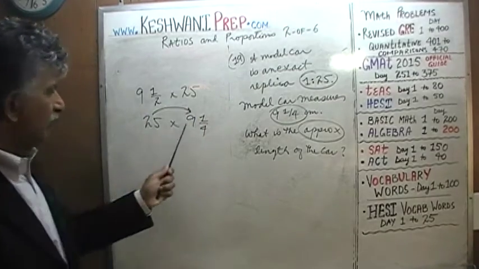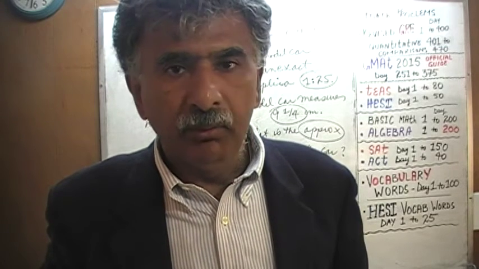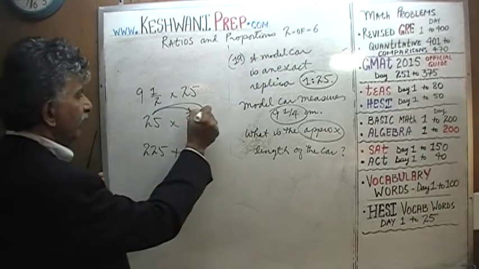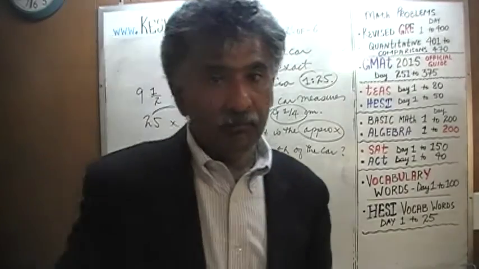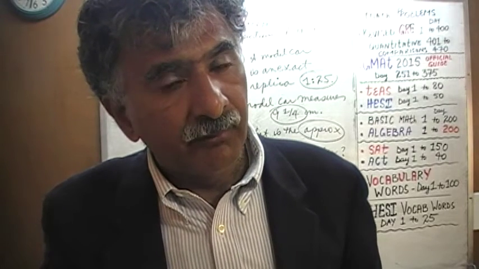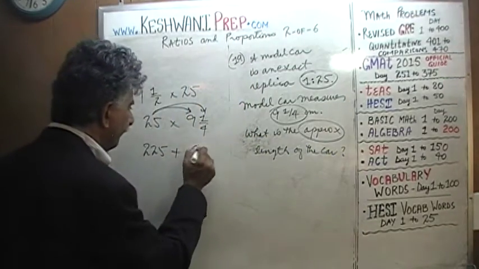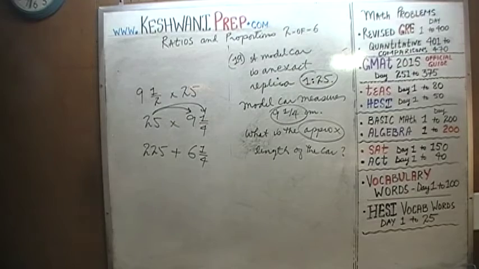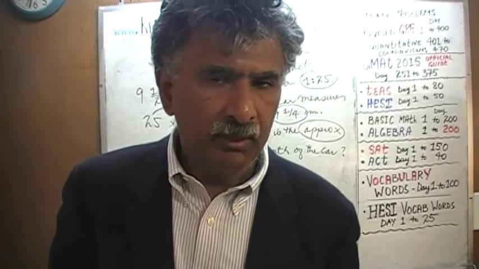25 times 9, how much is 25 times 9? Well, I know 25 times 10 is 250, that I do know. If 25 times 10 happens to be 250, then it stands to reason that 25 times 9 would have to be 225. Plus 25 times 1/4. How much is 1/4 of 25? Well, that's very simple. You know 1/2 of 25 is 12 1/2. If 1/2 of 25 is 12 1/2, 1/4 would have to be 6 1/4. Of course it would have to be 6 1/4, because 6 times 4 is 24, and 4 quarters will make another one, so it's 25.